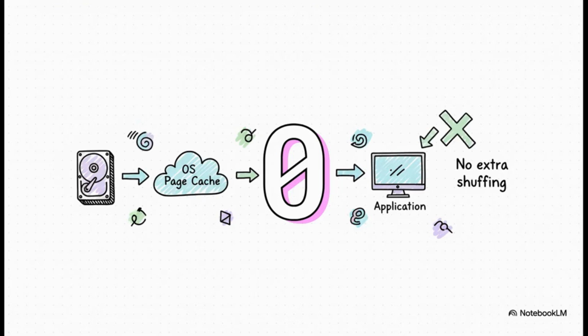This is it. This is the magic number. The whole point of this entire exercise. 0. That's how many redundant data copies happen between the kernel and your application. The data gets read from the disk into the OS page cache one time, and your app gets to look at it right there. No extra shuffling, no wasted effort.